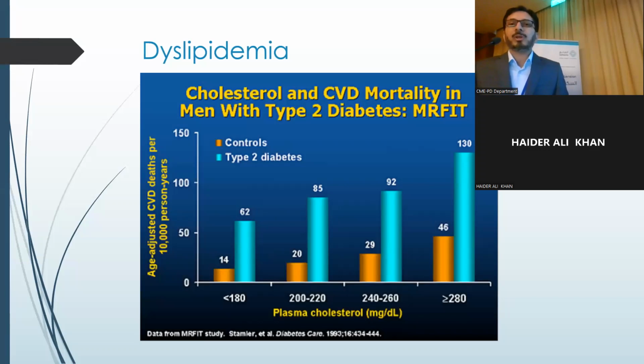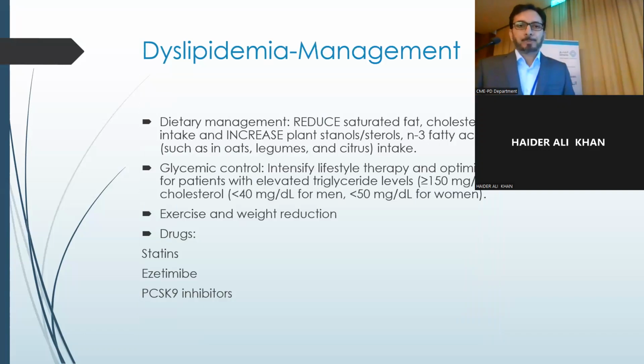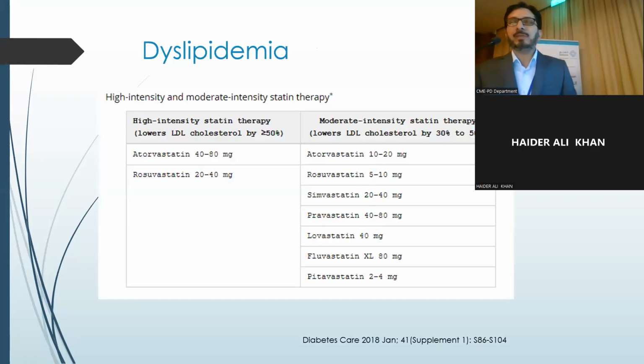So cholesterol is especially detrimental in diabetic patients because they accelerate atherosclerosis. The LDL particle is small, hence more atherogenic. So for dyslipidemia management in diabetic patients: dietary management, reducing saturated fats and trans fat. Glycemic control is also important, to intensify the lifestyle therapy. Optimize glycemic control with elevated triglyceride levels of more than 150, and if they have low HDL levels. Exercise and weight reduction, and of course drug therapies.